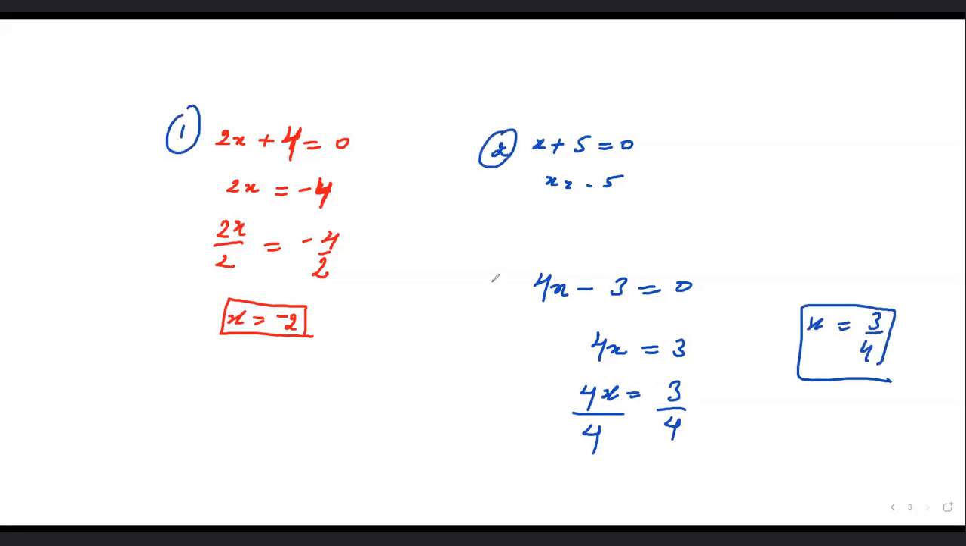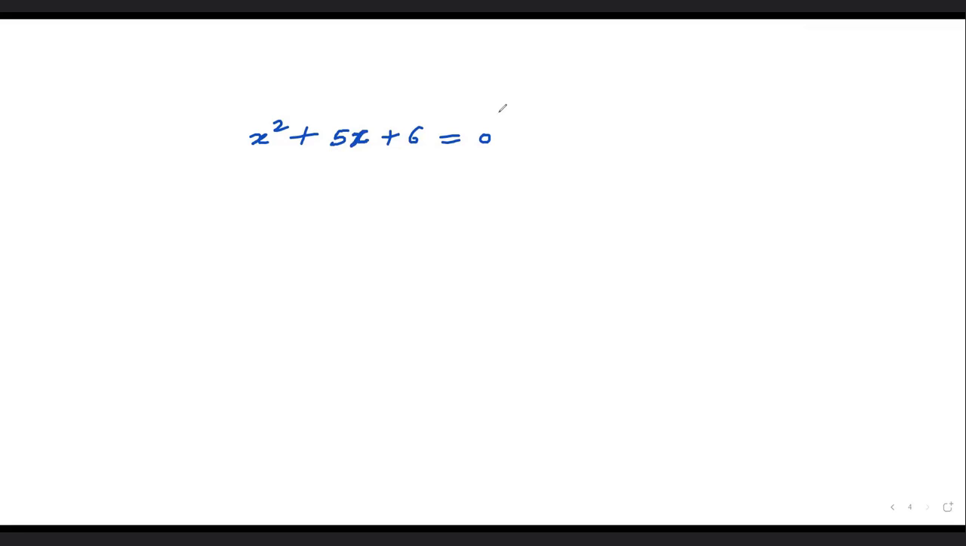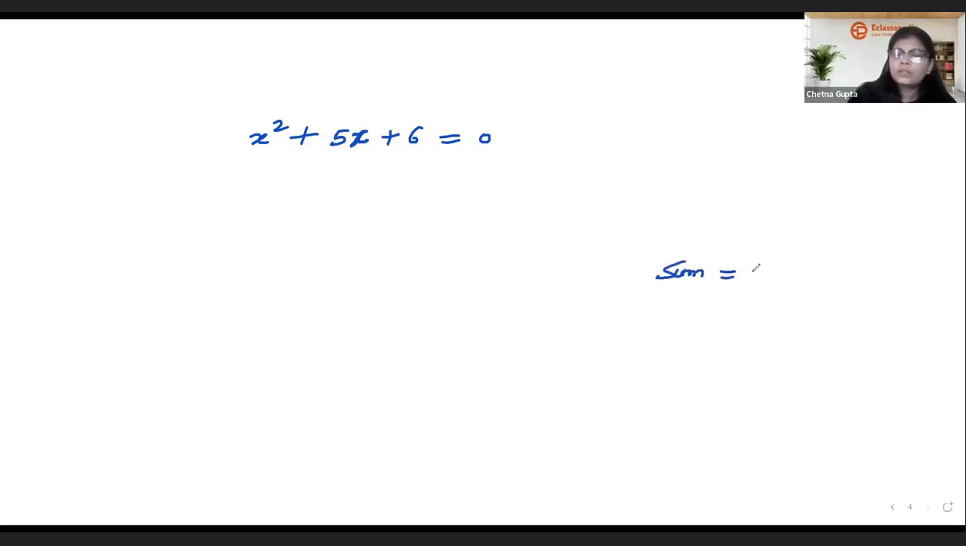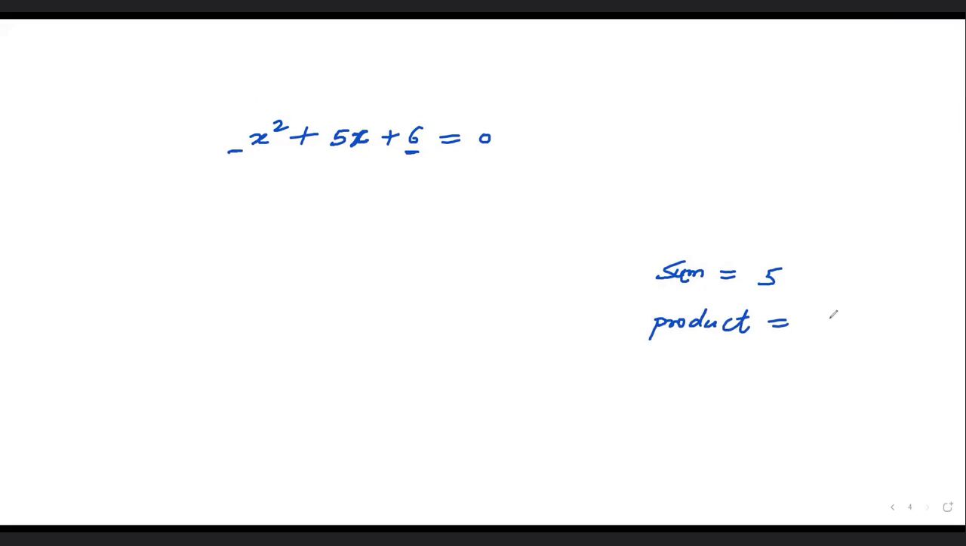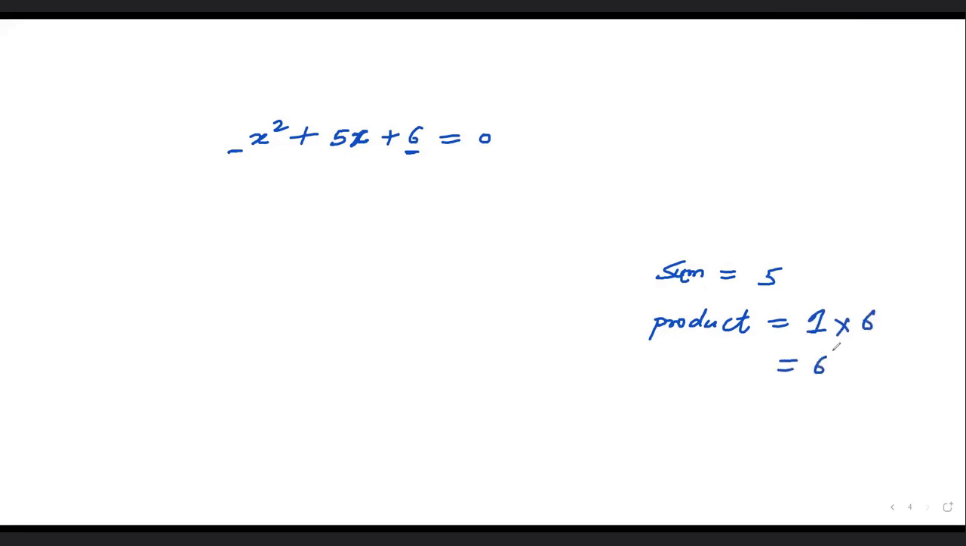In the same way, how to solve the quadratic equation? So suppose you have x square plus 5x plus 6 is equal to 0. So what is the coefficient of x here? 5. Yes. So that would be the sum. For some time, just write sum is 5. And the product is going to be the coefficient of x square and the constant. What is the coefficient of x square? 1. 1 into constant 6. So product is going to be 1 into 6, which is 6.